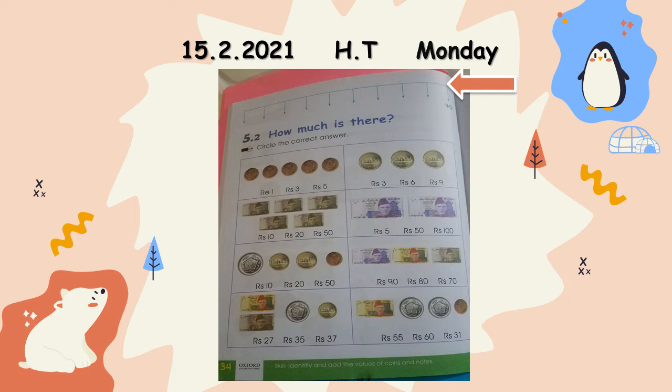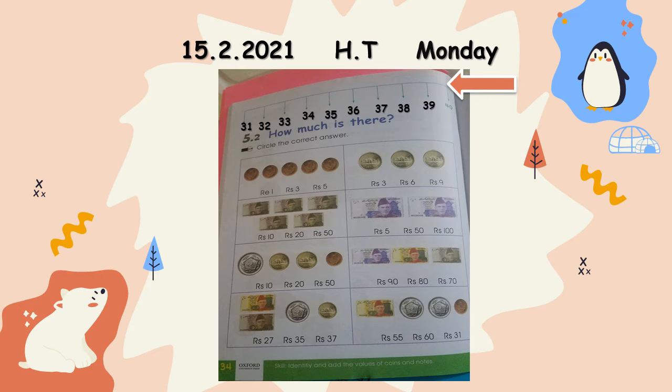Which numbers are missing? Look at the line. In the last there is written 40. So you have to write the numbers before 40. Start from 31, then 32, then 33, then 34, 35, 36, 37, 38, 39, and then 40. Complete your number line. After completing it, you have to do your activity 5.2, and they are asking how much is there.